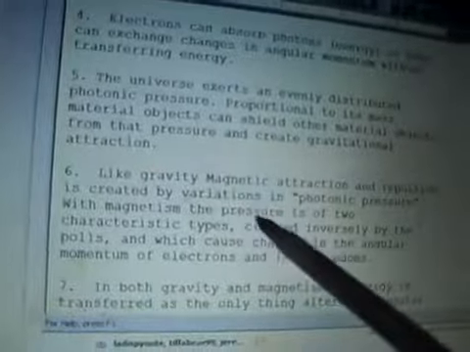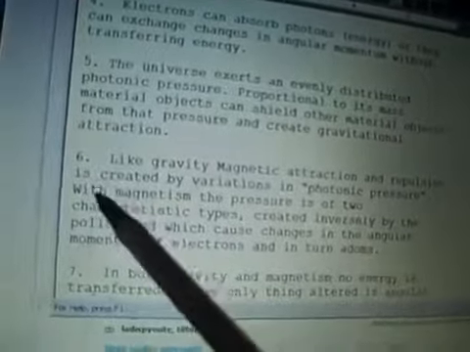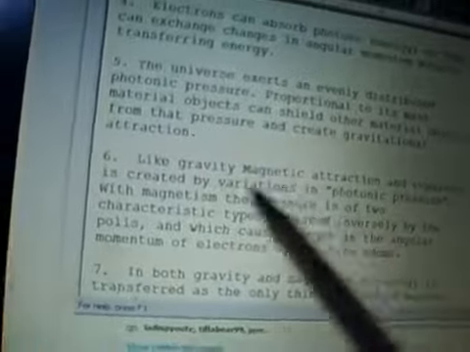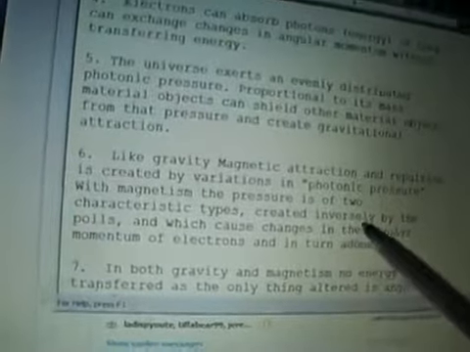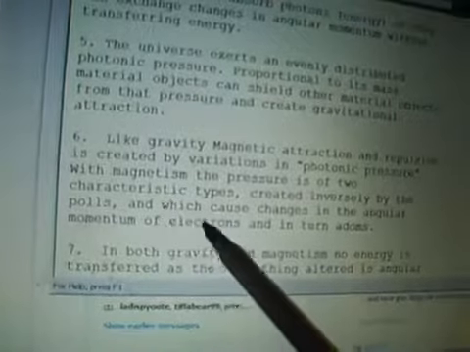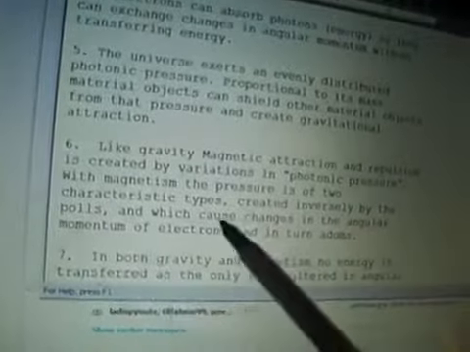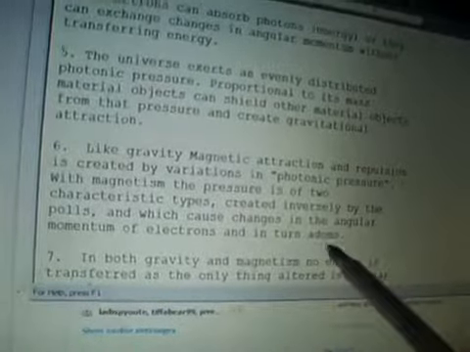All right, and so now the big one, where gravity is connected to magnetism. So where Einstein failed, this theory succeeds in that, well, I'll read it: like gravity, magnetic attraction and repulsion is created by variations in photonic pressure. With magnetism, the pressure is of two characteristic types, created inversely by the poles, and which causes changes in the angular momentum of the electrons and in turn, the atoms. Something wrong with the way I spelled that again.